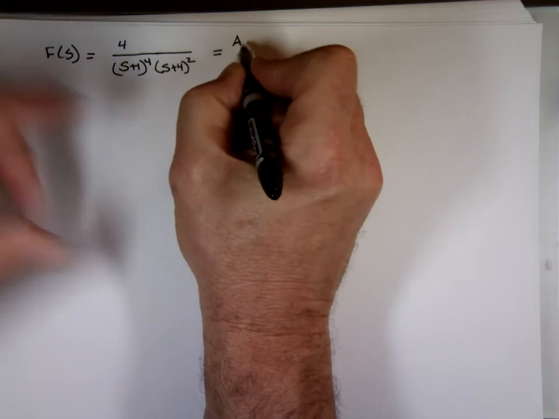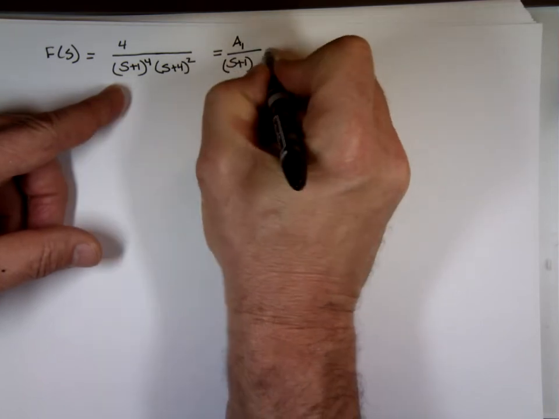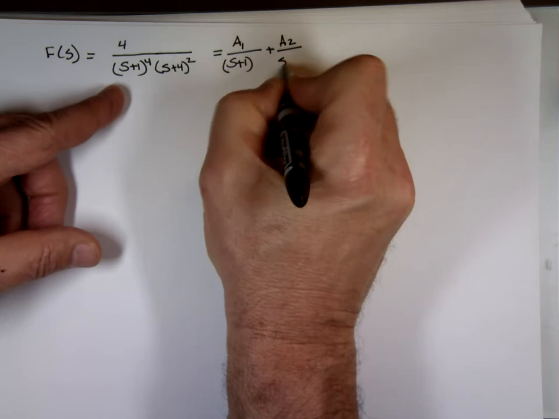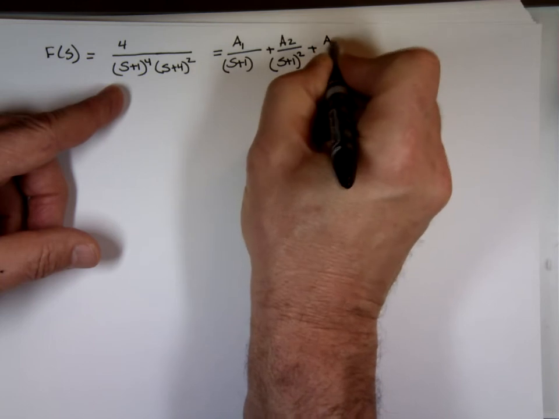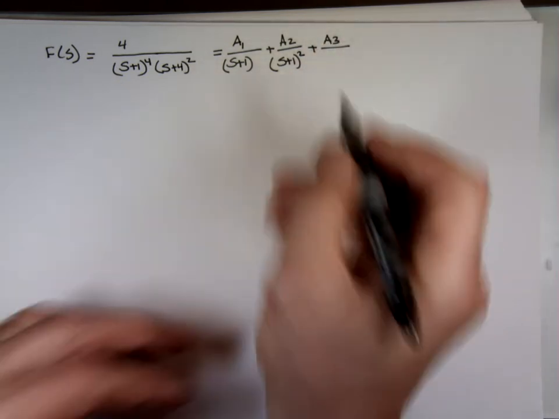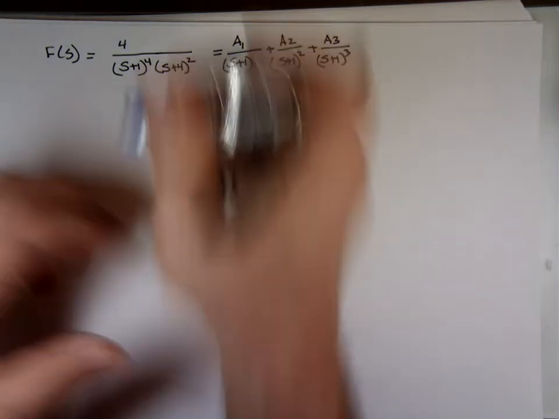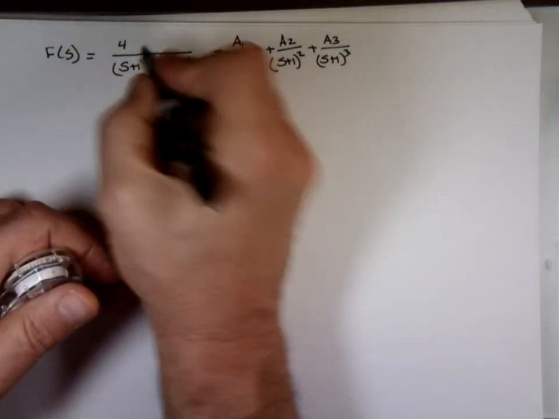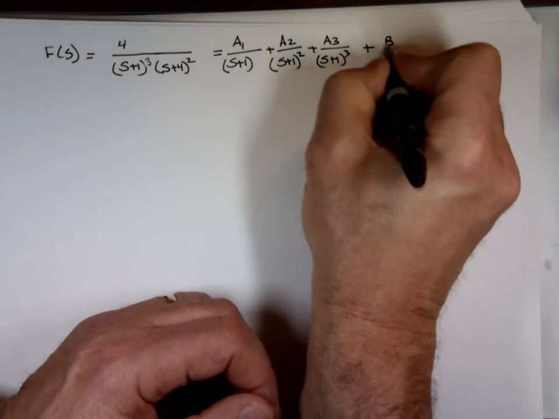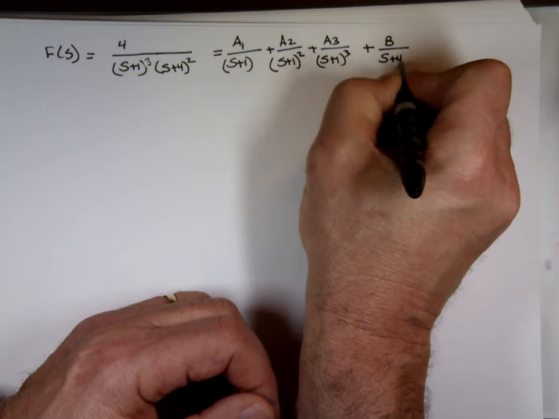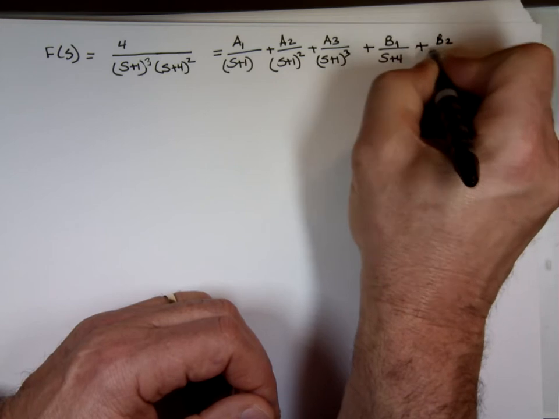a1 over s plus 1 plus a2 over s plus 1 squared plus a3. Do I really want to take the fourth derivative? Over s plus 1 to the 3rd. How about we just make it 3? That's plenty. Otherwise, I'm going to be here the whole day. How about that, 3 instead of a 4? And in the bottom, we have b over s plus 4, or b1 plus b2 over s plus 4 squared.